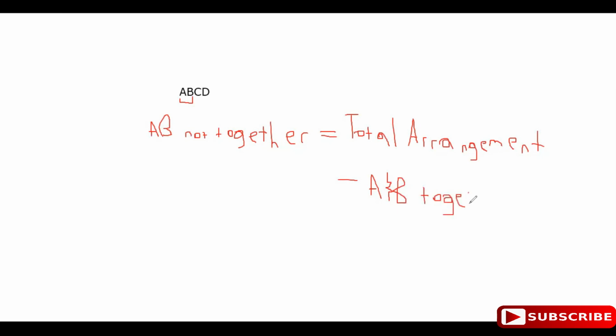This formula is true because think about it this way: the total arrangement is going to be the number of ways A and B are together plus the number of ways A and B are not together. I'm going to call total arrangement TA. If you were to make TA the subject, total arrangement would just be the number of ways A and B are together plus the number of ways A and B are not together.